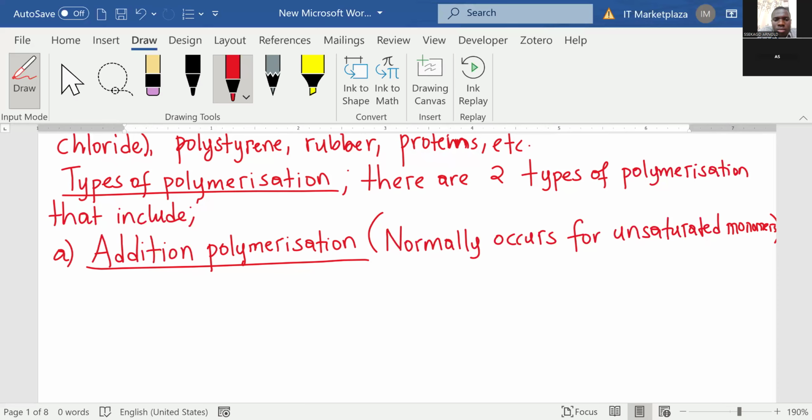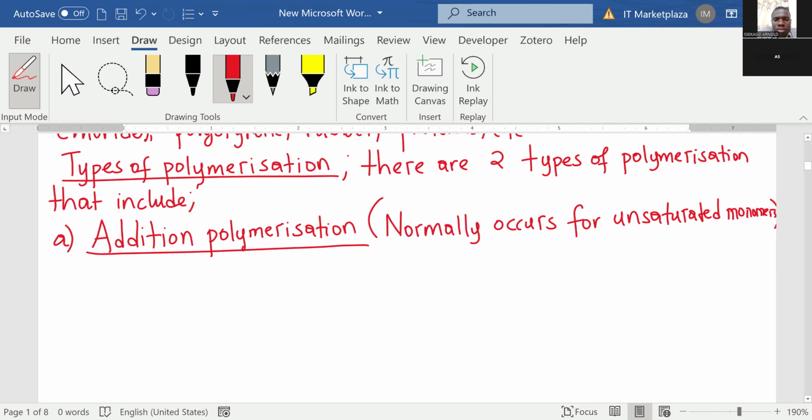So what is this addition polymerization? I've said that this normally occurs for unsaturated monomers. Hope you know what I'm referring to by unsaturated monomers. Unsaturated monomers are the ones that form a polymer. A case in point, polythene, which is formed from ethene.